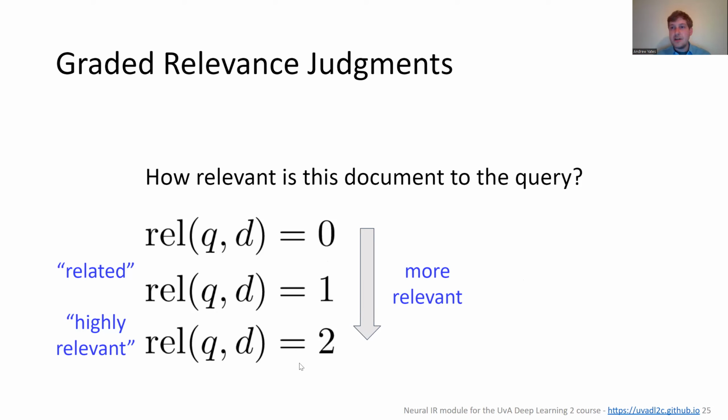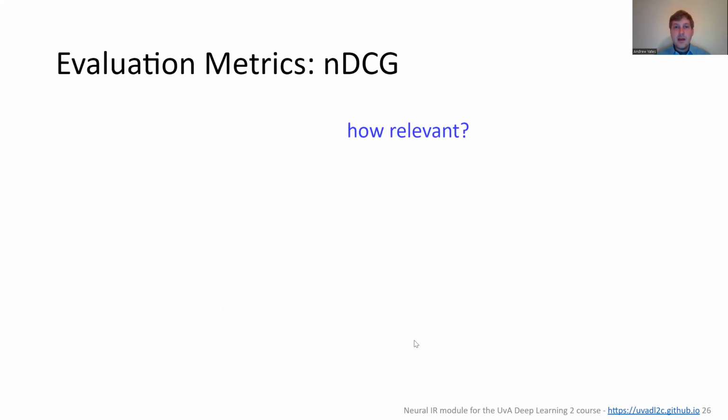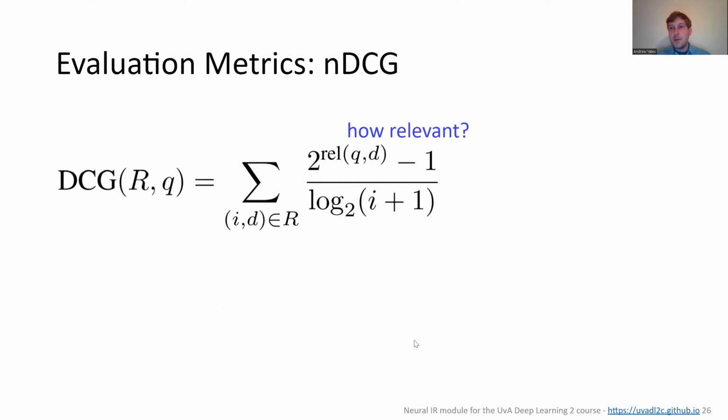So we also have some metrics that can consume this sort of graded judgment, rather than only looking at the binary 0 and 1 case as average precision and recall would. NDCG is probably the most common of these metrics, and this is what is often going to be reported in results I'll show you later in the lecture.